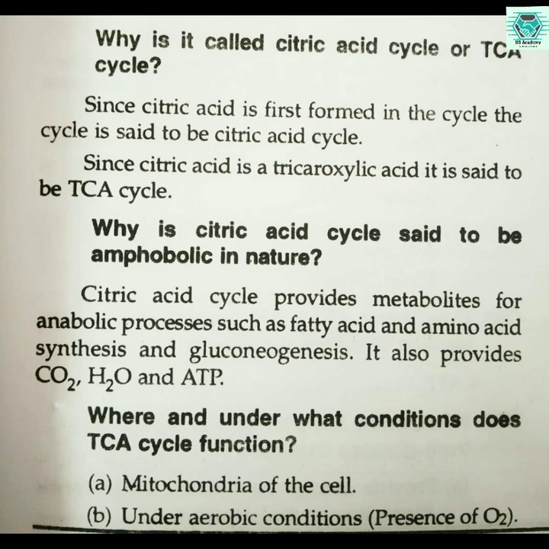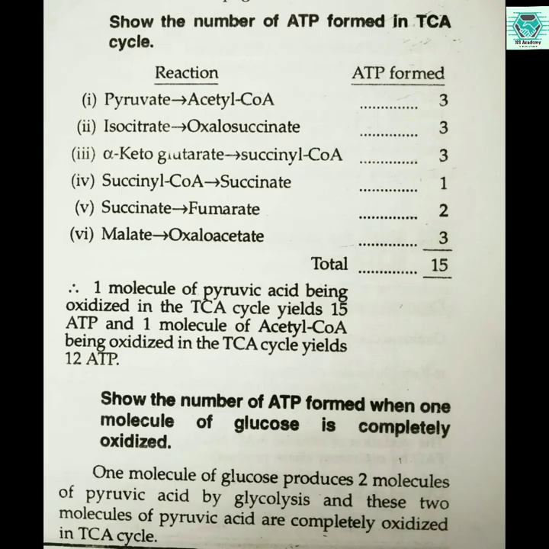Okay. So where and under what condition? Show the number of ATP formed in the TCA cycle. So this is pyruvate to acetyl-CoA 3 ATP, isocitrate to oxalosuccinate 3, alpha-ketoglutarate to succinyl-CoA 3, succinyl-CoA to succinate 1, succinate to fumarate 2 and malate to oxaloacetate 3. So total 15. One molecule of pyruvic acid being oxidized in the TCA cycle yields 15 ATP.